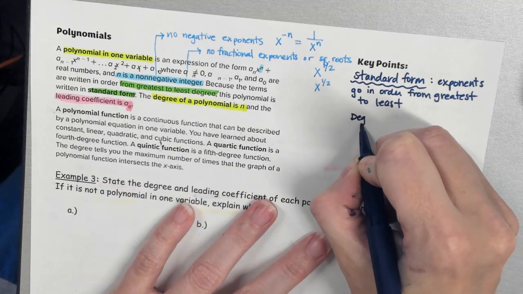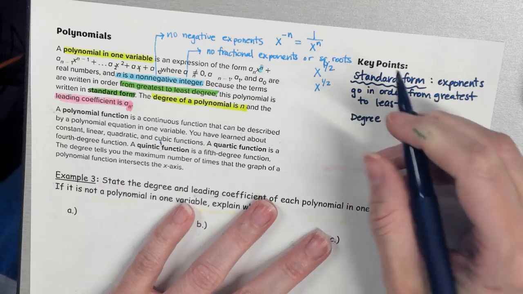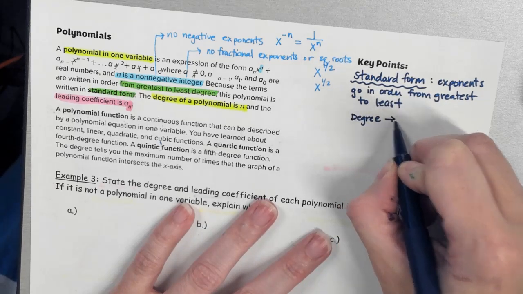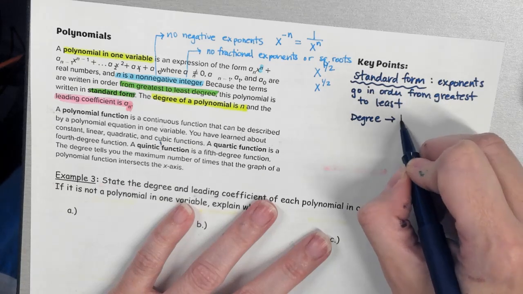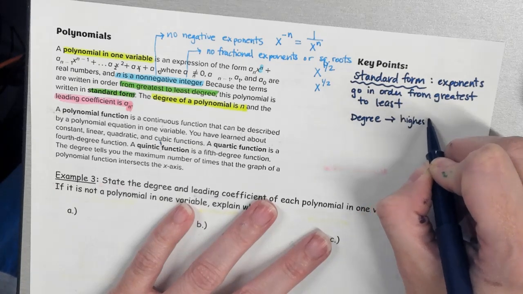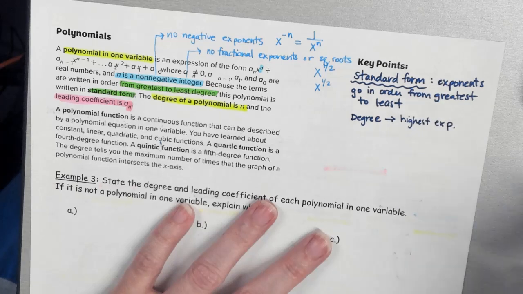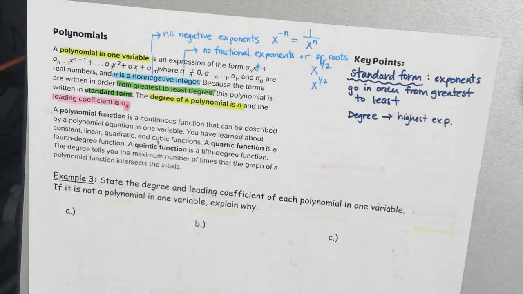So remember, the degree is always what? Do you guys remember from the first page? It's going to be your highest exponent. So you're going to have to find the degree. You're going to have to find what the highest exponent is.